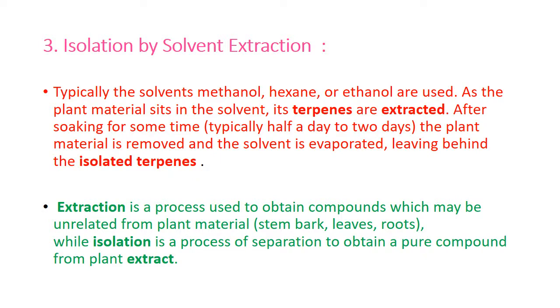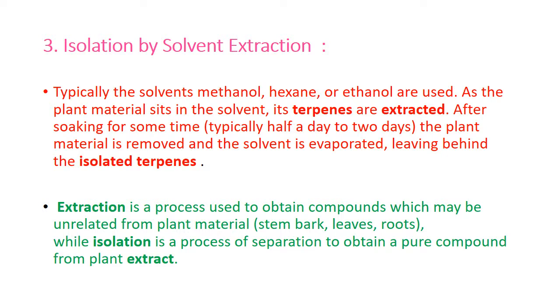Up till now, we have seen the methods for isolation of terpenoid, meaning extraction of essential oil: the simple distillation method, the steam distillation method, and third, the solvent extraction method. What is extraction? It is a process used to obtain the compounds, which may be unrelated, from the plant material, while isolation is a process where the separation of the pure compound takes place from the plant extract.